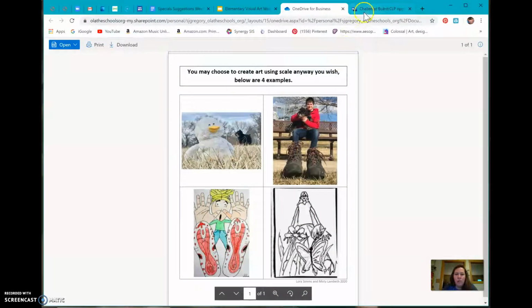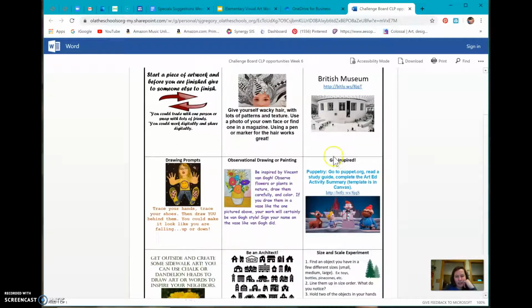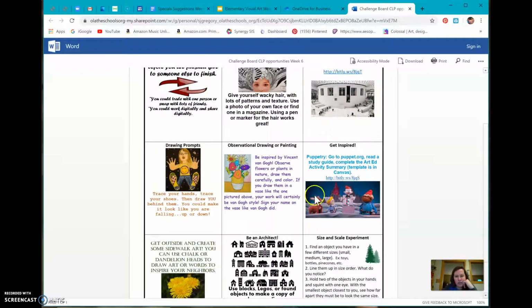And if you want to do more, you can always head over to the challenge board. That link is on the lesson. And here you've got multiple ideas of all kinds of things, including a lesson on how you can do that one picture we just saw with that boy bending over. And you've got all kinds of cool links you can go to, like this one, where you can learn how they do different kinds of puppetry.